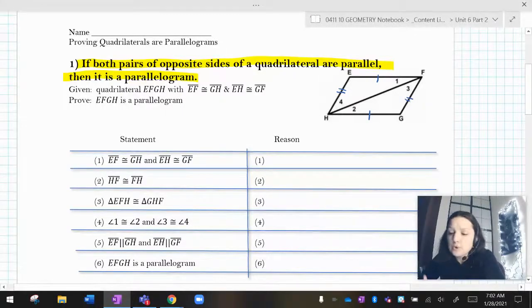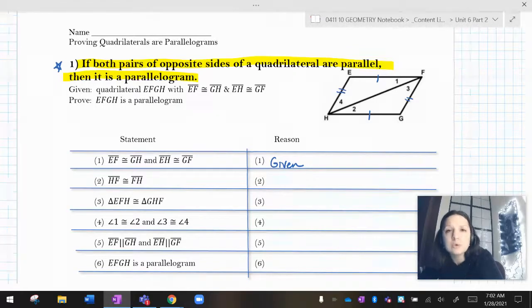All right, so the goal here is to get both pairs of opposite sides parallel. Well, they told me that both pairs of opposite sides were congruent, so I'm going to write that down as a given. And then I'm going to think, how do I prove things are parallel? Well, I prove that things are parallel if I can find some congruent alternate interiors. So that's my goal here, is to find some congruent alternate interiors.